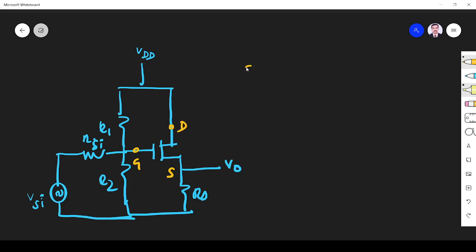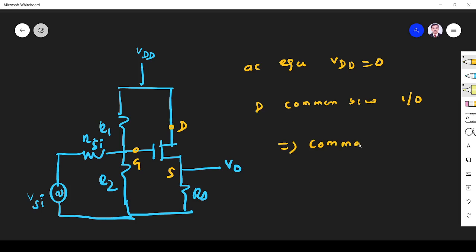In the AC equivalent, we know DC should be 0, that is VDD should be 0. So VDD is grounded, so the drain is common between the input and output. That's why it is called common drain. This is the reason for calling it the common drain amplifier.